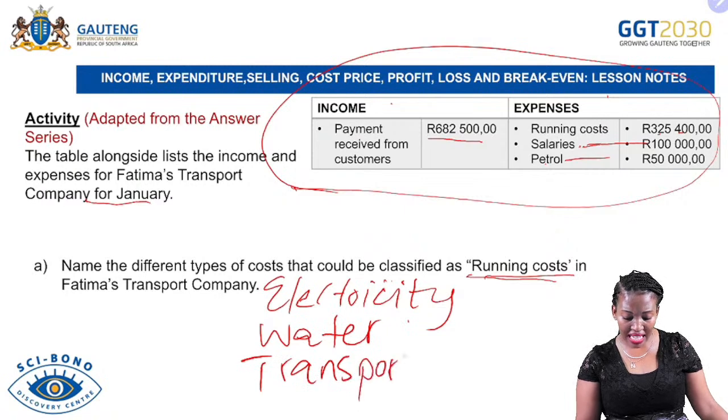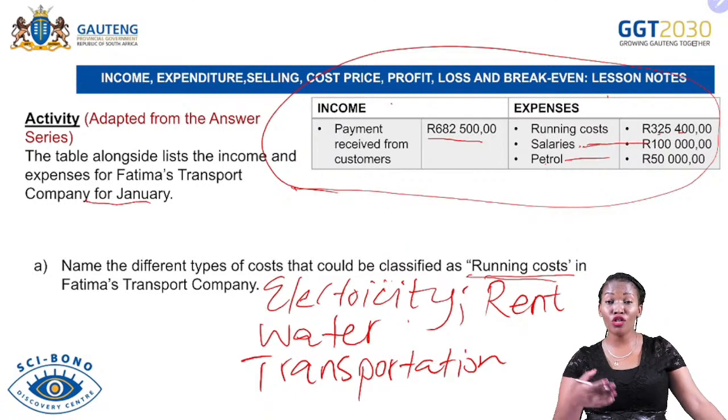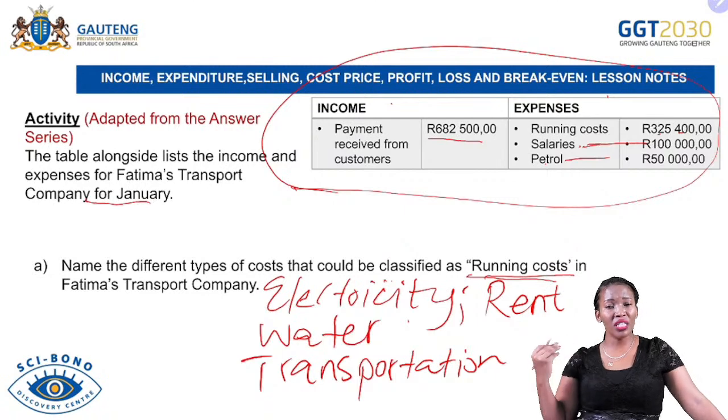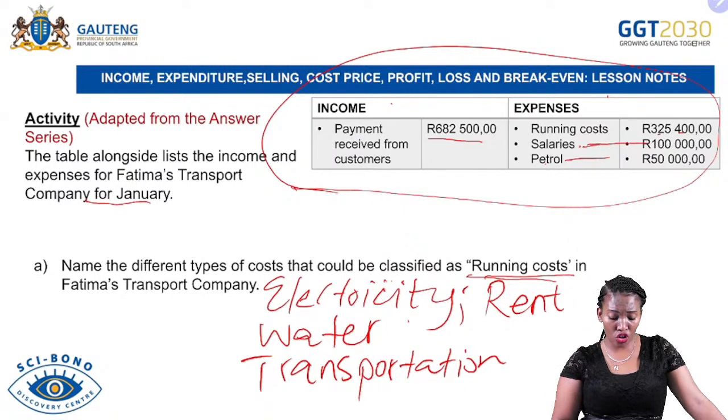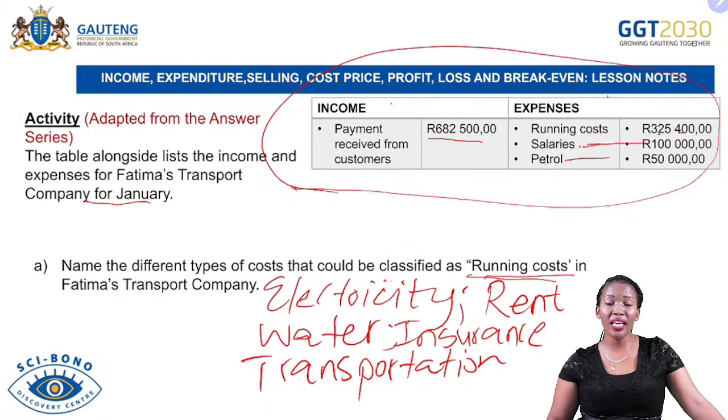So anything, guys, anything that you can think of. It can be rent, because if she's renting out the place, she'll need to pay money for rent. Any type of expense that would be needed by a company that you can think of, you can classify it under the running cost. And sometimes most businesses are insured, so even insurance is also an example of what? Of a running cost for a company.